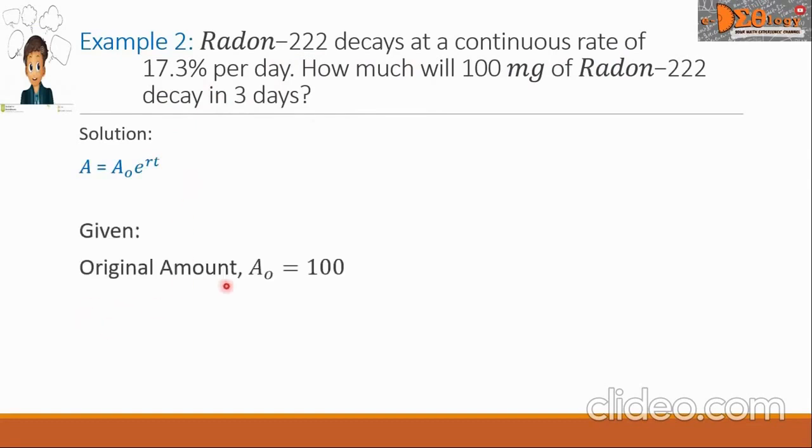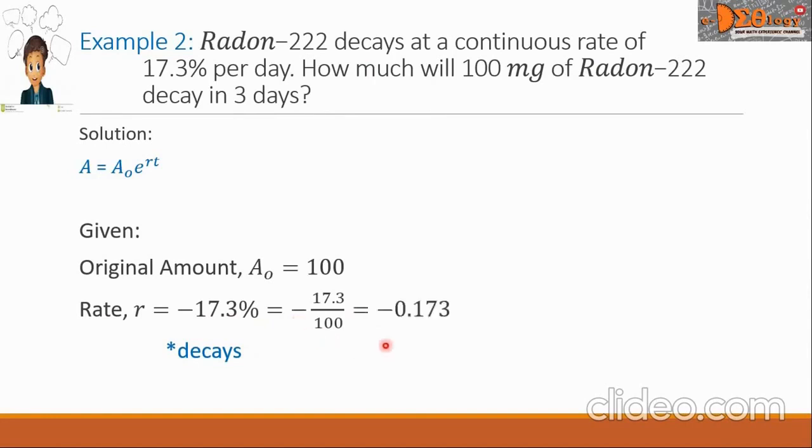First is the original amount. This is A sub O equals 100 milligram. Next is the rate. And we're going to write here negative 17.3% because of the word decays. And let us convert this percent into decimal. First, let us divide 17.3 over 100. The negative sign is still affixed, and we will have the final decimal as negative 0.173.